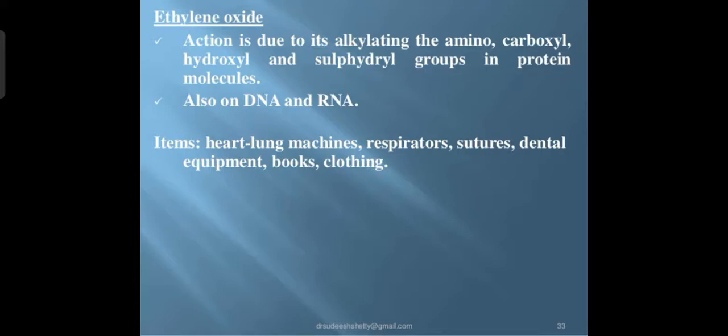It is used to sterilize heat labile articles such as bedding, textiles, rubber, plastic syringes, disposable petri dishes, complex apparatus like heart lung machine, respiratory and dental equipments. Efficiency testing is done using Bacillus subtilis or Bacillus niger. Disadvantages include it is highly toxic, irritating to eyes, skin, and highly flammable. It is mutagenic and carcinogenic.